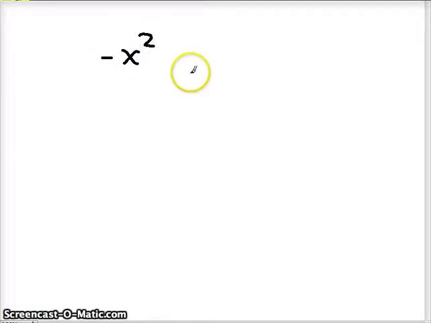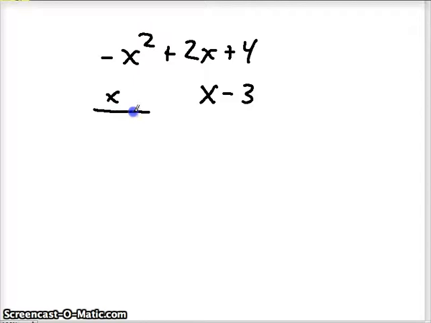Negative x squared plus 2x plus 4. Here's a unique way to multiply polynomials. We can do it vertically again. It's kind of just like our old school multiplying back in grade school. This is a multiplication, not an x. So we're multiplying these polynomials.